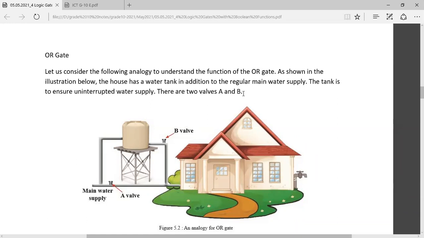There are two valves, A and B. Right, now just think about this one. There is some water supply to the house. There's a main line, so this is the main supplying line. Here they have explained a manual setup.